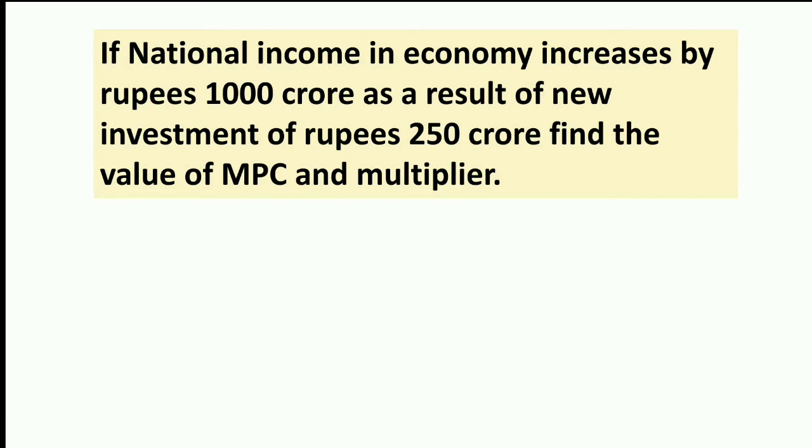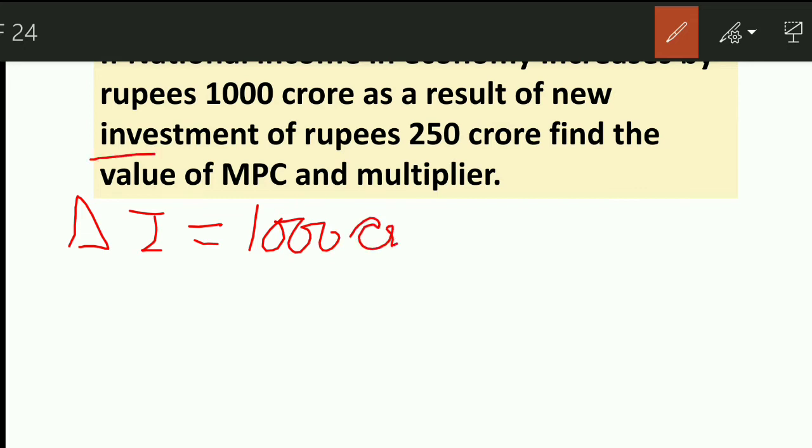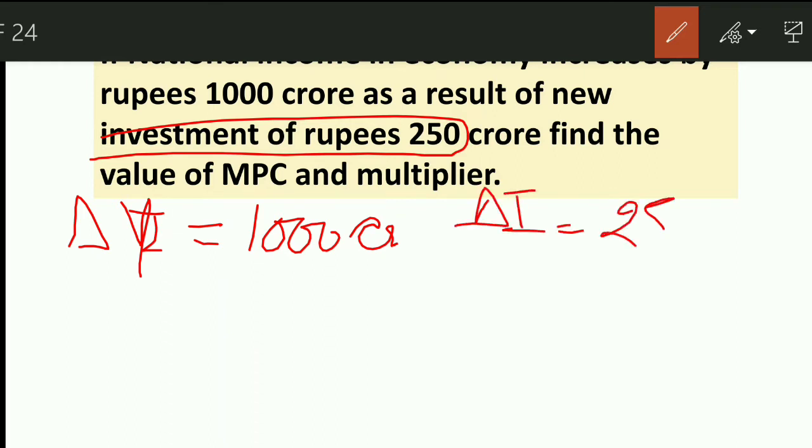The second question says, if national income in an economy increases by rupees 1000 crore as a result of new investment of rupees 250 crore, so increase in investment is given here as 250 crore, right? And then increase in income is given as 1000 crore, right? So delta I is given here as 250 crore and delta y is given here as 1000 crore. So we have to find MPC and multiplier.